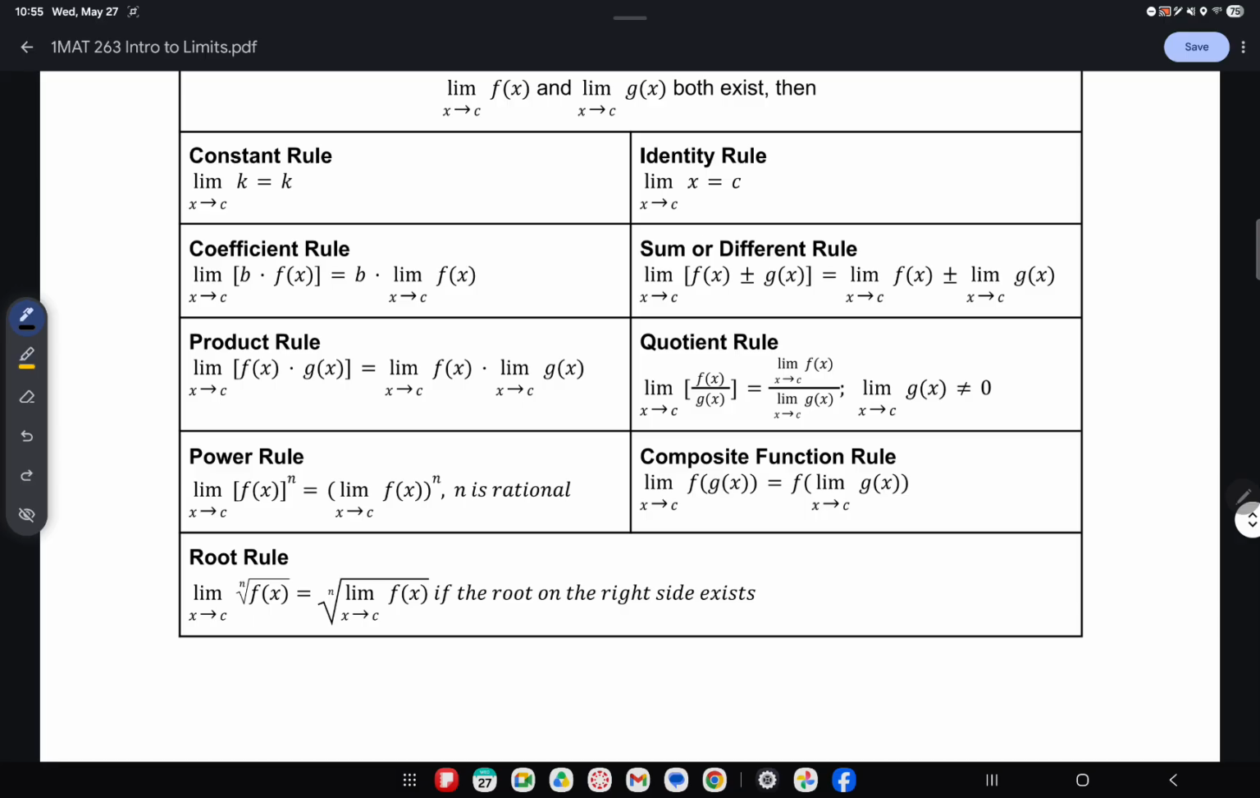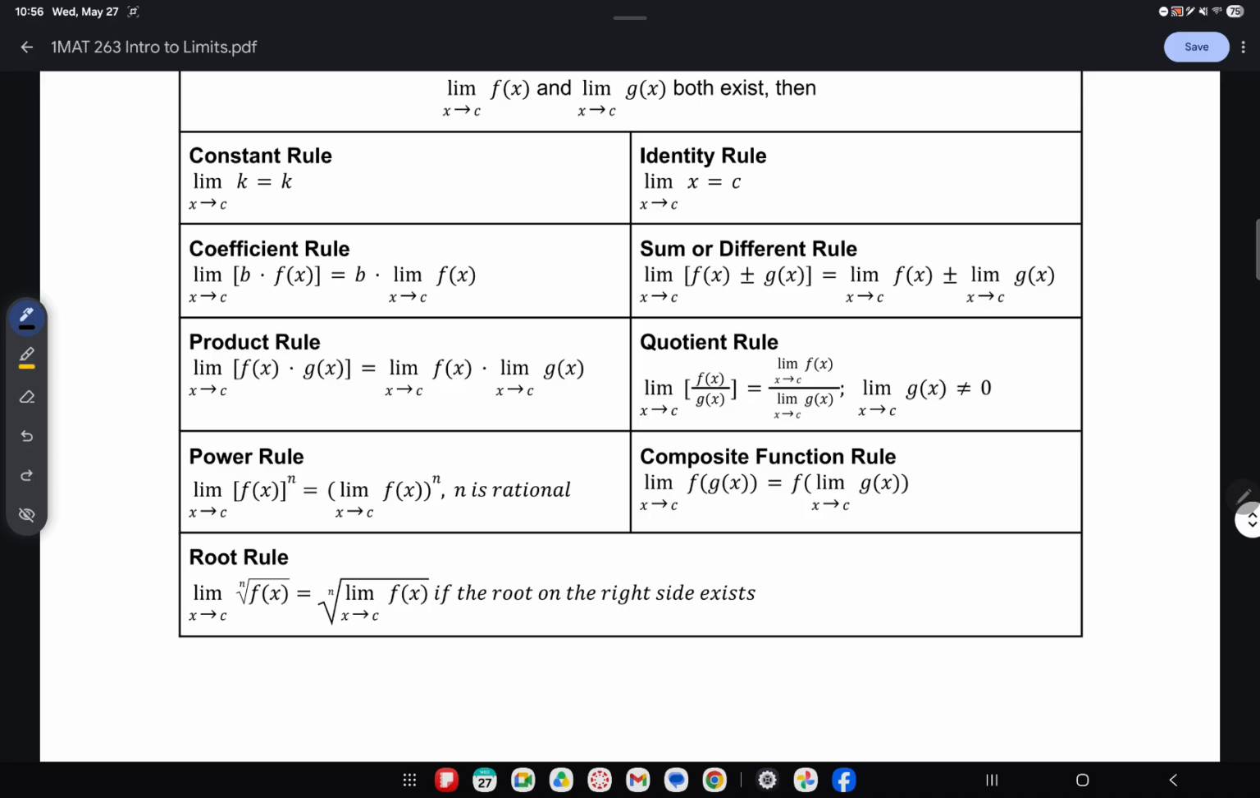The sum or difference rule: we can separate if two functions are being added or subtracted. We can separate their limits and add or subtract them based on what it is. If it's plus, then we can add the limits. If it's minus, we can subtract the limits. All right, the product rule for limits says if the two functions are multiplied, we can separate and find the limits individually and then multiply those limits. Same with division. We can separate it with division.